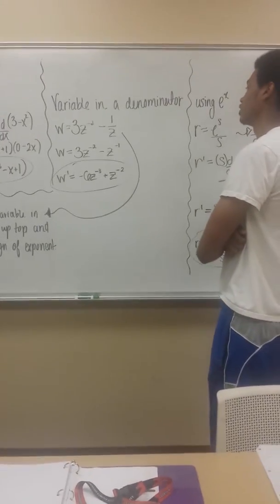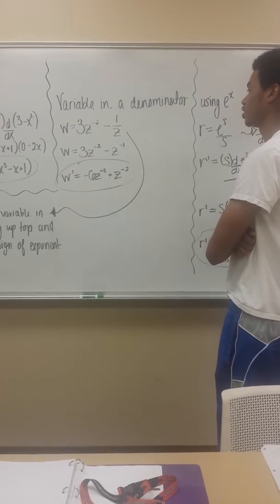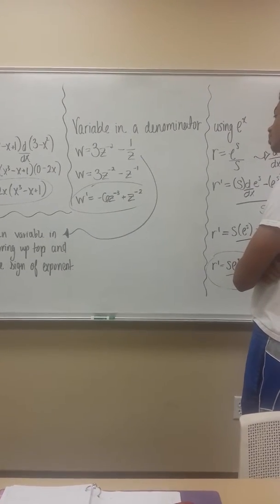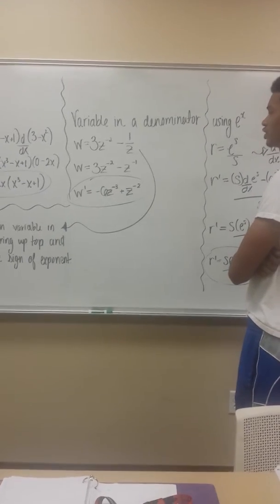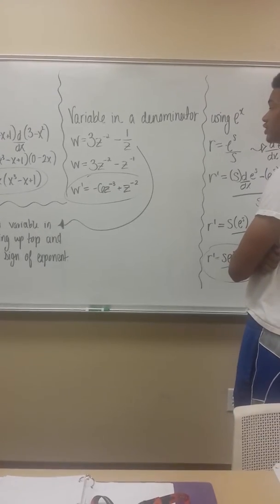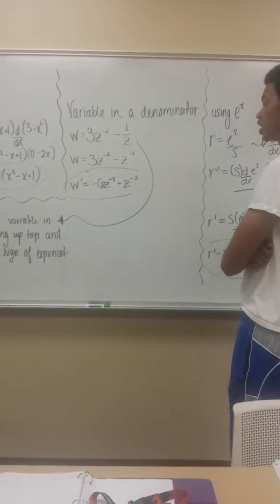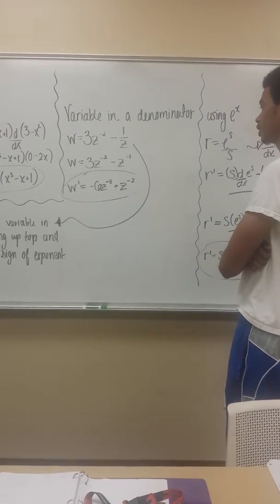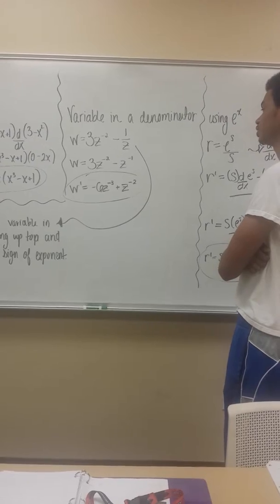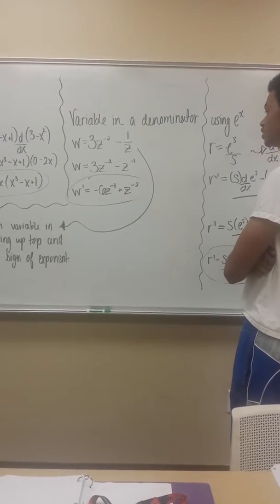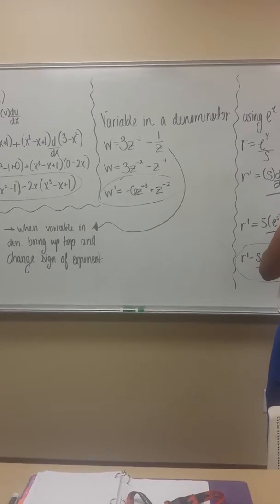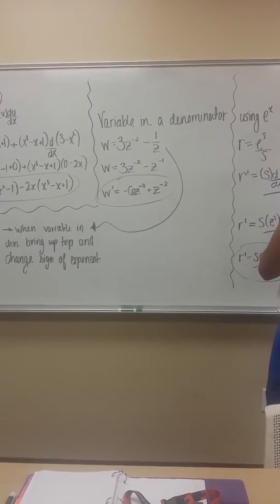Okay, so this is the problem with the variable in the denominator, and you have the equation w equals 3z to the negative second minus 1 over z, and we have a variable on the bottom. You have to bring it to the top and then flip the exponent sign, which gives you w equals 3z to the negative second minus z to the negative first.